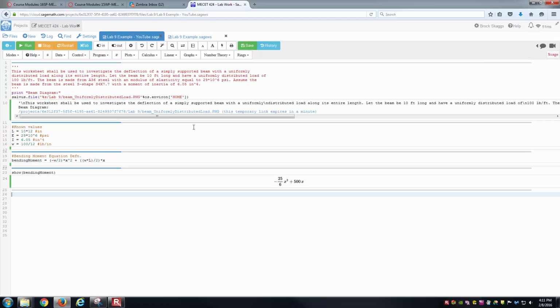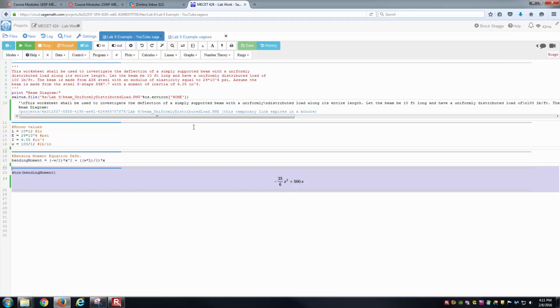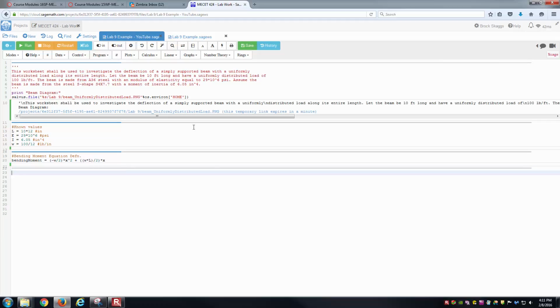Here it's substituting the actual values for lowercase w and L in order to come up with those numerical values, like negative 25 over 6 instead of negative w over 2. And so that's looking good. Don't really need that anymore.